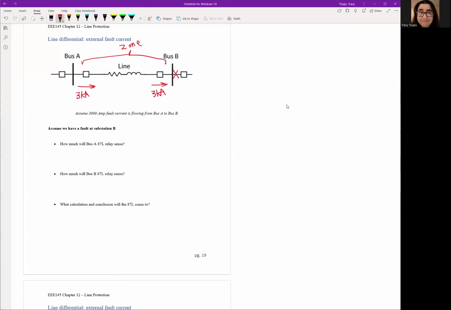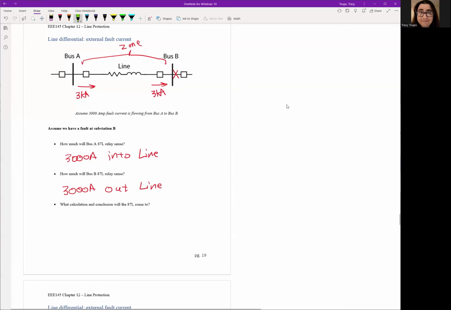Another type of protection might trip, but it's not going to be the differential one, right? Because differential is 100%, if it's in our zone, we trip immediately. If it's outside zone, we 100% ignore it, even if it'll kill us. It's a hard rule, okay? So let's do the analysis again. If I have a bus A, my A7 relay is going to sense 3,000 amps into the line because that current is entering my zone. Bus B will see 3,000 amps leaving or going out of the line, which is my zone.